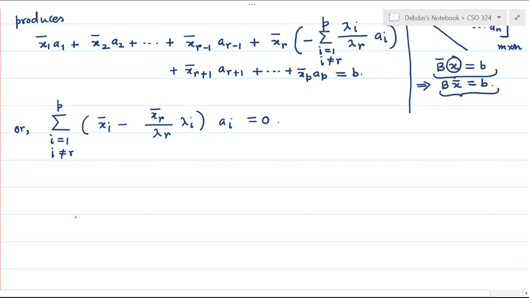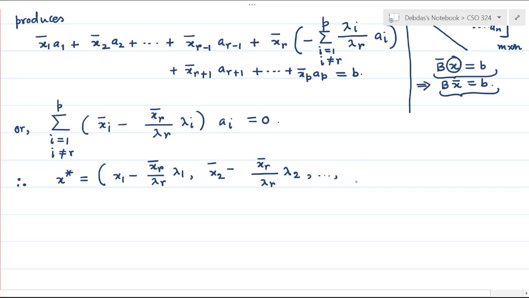Fine. And then you notice that I am now constructing x star as follows: the first component is x1 bar minus xr bar by lambda r into lambda 1. Second component is x2 bar minus xr bar divided by lambda r into lambda 2, and so on.